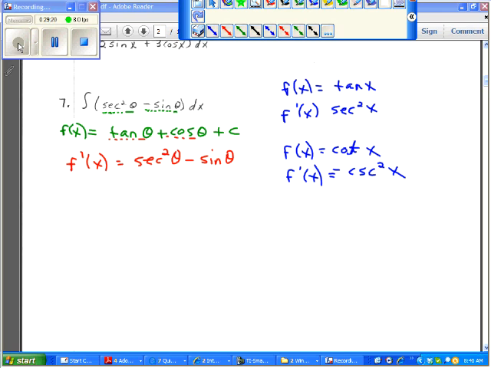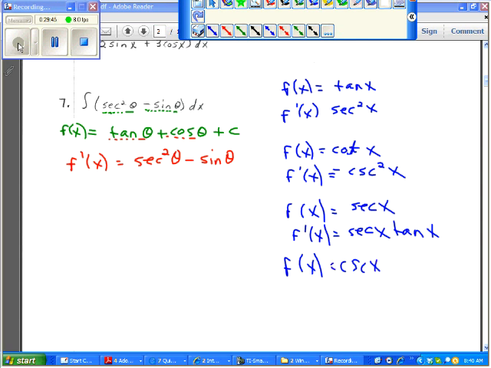Okay. And then if we had secant x, what is the derivative of secant? Secant x, tangent x. And what is the derivative of cosecant x? Good. Negative cosecant x, cotangent x. So there's the rest.